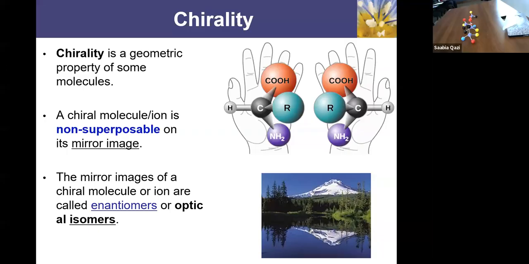Okay. So last time we spoke about chirality, right? We said that we can call an object chiral if it is a non-superimposable mirror image, the way my hands are, right? These are non-superimposable mirror images of each other. They look as if they're identical, but they're not, right?